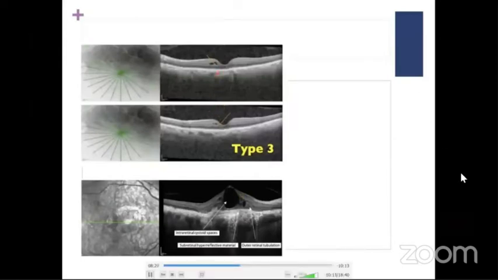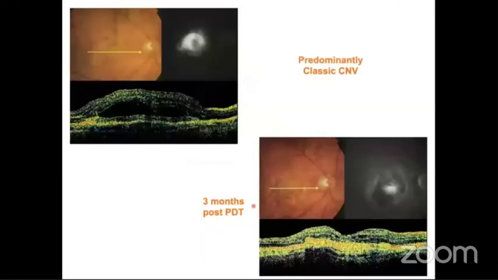RAP, that is type 3, that is retinal angiomatous proliferation. There is a disorganization of the outer retinal layers along with intraretinal cysts. Then this bottom image is showing a healed or a scarred CNVM. There is a subretinal hyperreflective membrane along with intraretinal cysts and an outer retinal tubulation, which indicates chronicity.